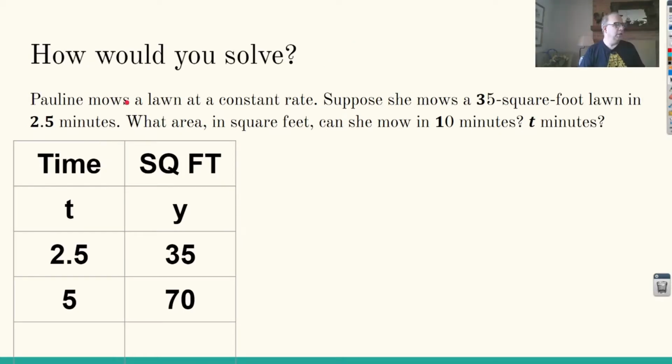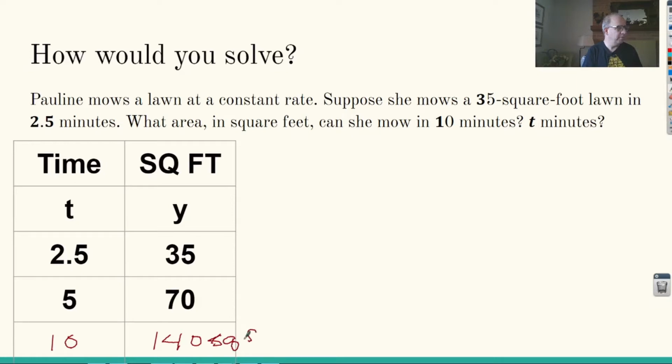Pauline mows a lawn at a constant rate. See, it says constant rate in there, so we know she's not going faster or slower. She's always mowing the lawn at the same speed. She mows a 35 square foot lawn in 2.5 minutes. What area in square feet can she mow in 10 minutes? Can she mow in t minutes? So this is pretty easy for 10 minutes. If 2.5 minutes is 35 square feet, if I double 2.5, 5 minutes, she mows 70 square feet. If I double that again, then in 10 minutes, that will be 140 square feet of lawn.